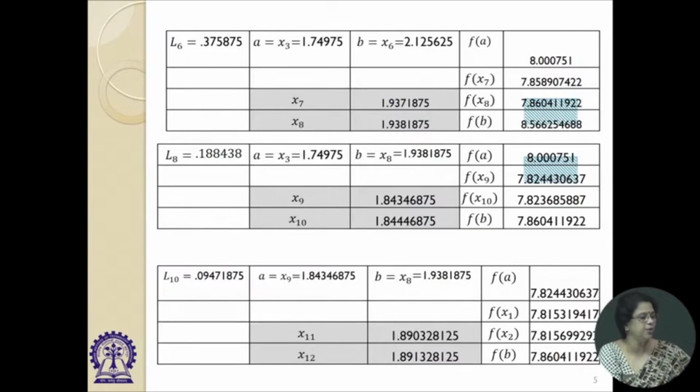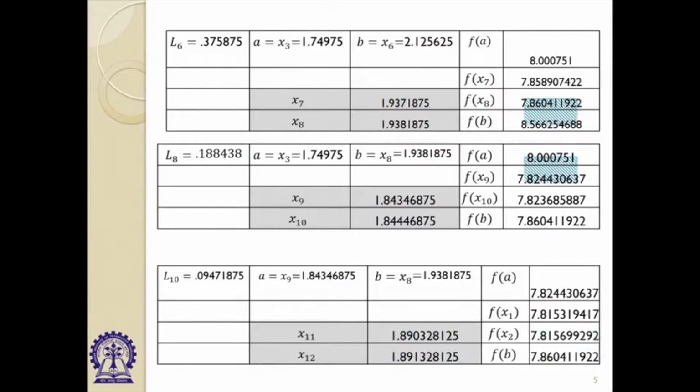I was showing you better approximations, but I need not do that, because I can stop here. I can say x3 to x6 is the final interval of uncertainty. All right, after doing the 6th experiment, 1.74975 to 1.938 should be the final interval of uncertainty. Take the middle value of that, and you can get the solution.